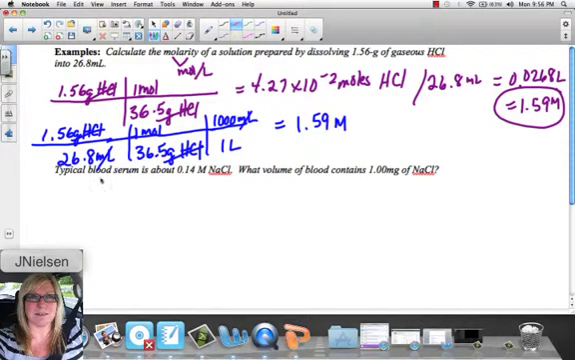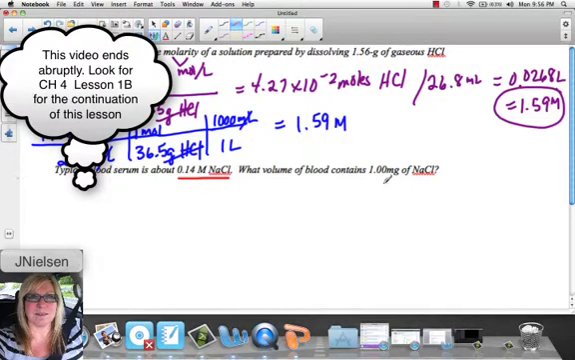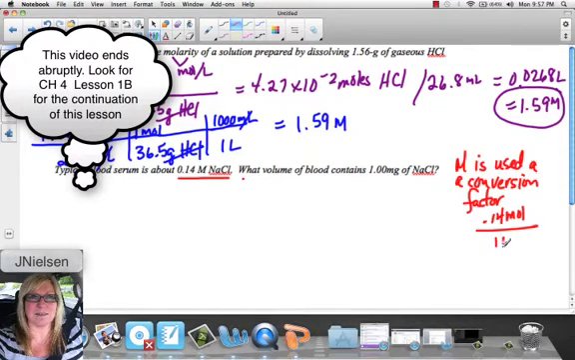Let's do one more. Typical blood serum is about 0.14 molar NaCl. What volume of blood contains 1 milligram of NaCl? So, as soon as you see molarity, light should start flashing, and molarity is used as a conversion factor. So they gave us molarity in the problem. This is not what you start with. What this means is that you have 0.14 moles per 1 liter.